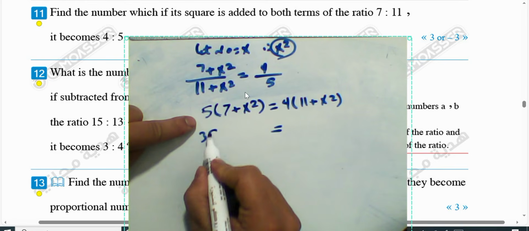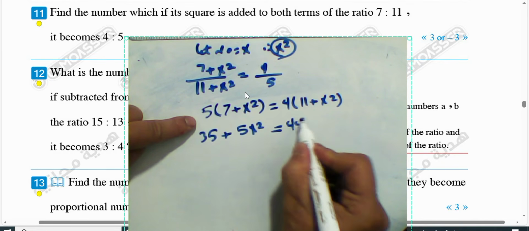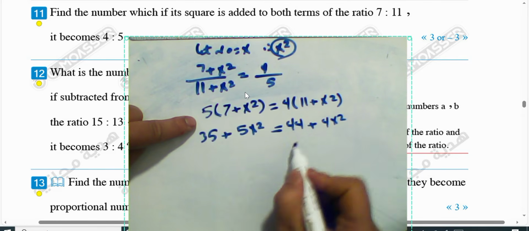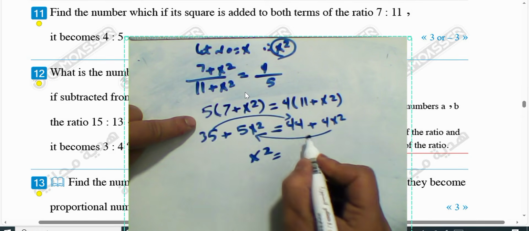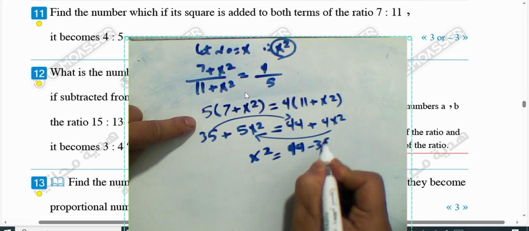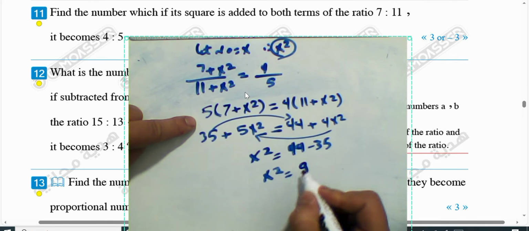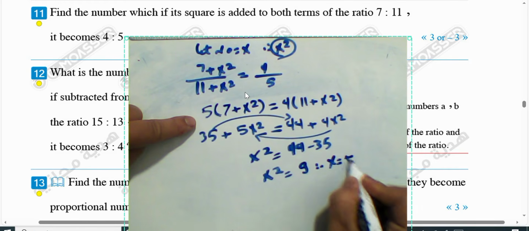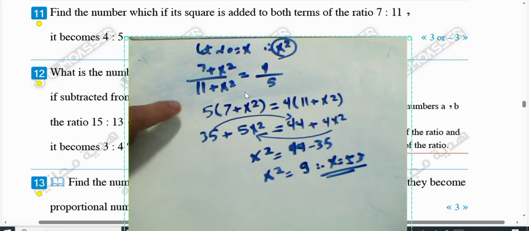7 times 5 is 35 and 5 times x power 2 is 5x power 2. 4 times 11 is 44 and 4 times x power 2 is 4x power 2. Move here 4x power 2: 5x power 2 subtract 4x power 2 will be x power 2, and move 35: 44 subtract 35 will be 9. Then x will be positive or negative square root of 9, which is 3. The value of x will be positive or negative 3.